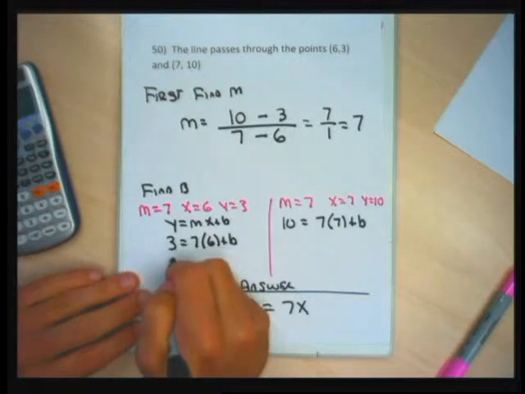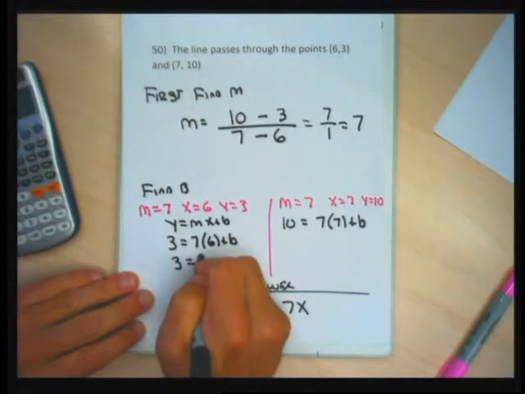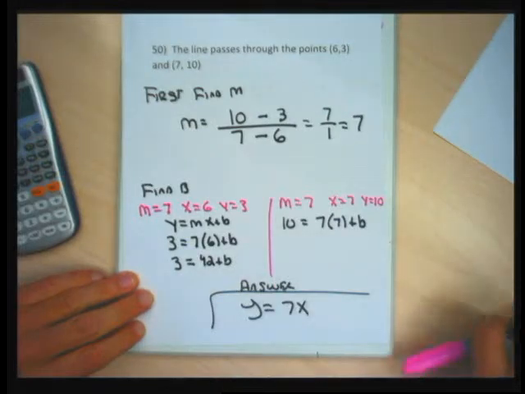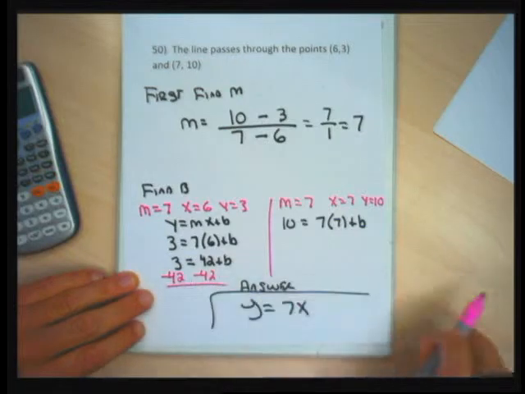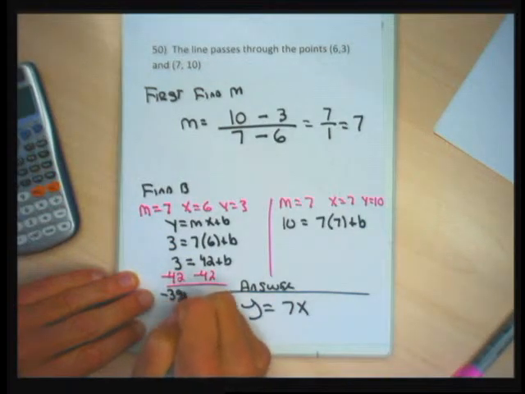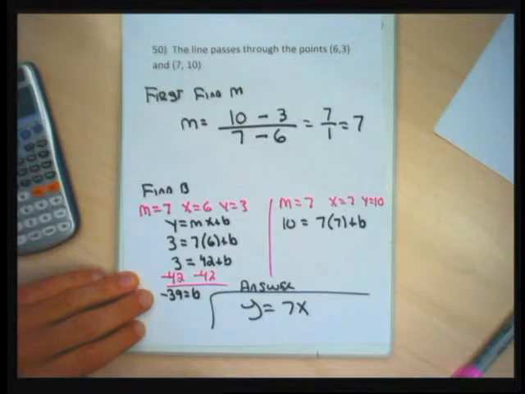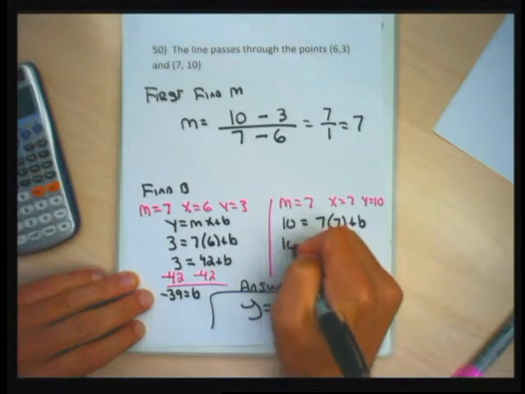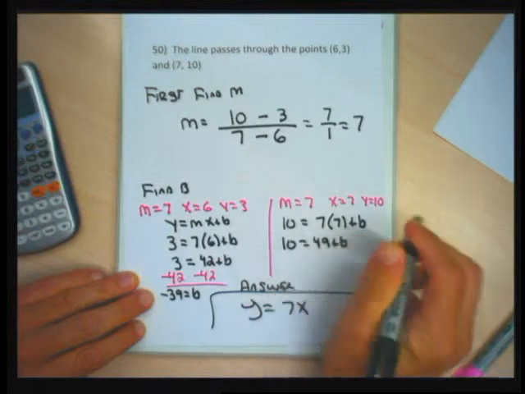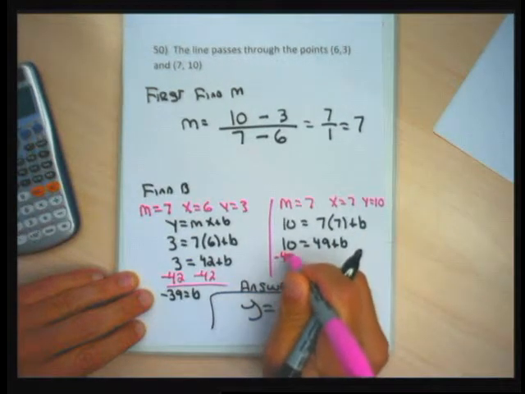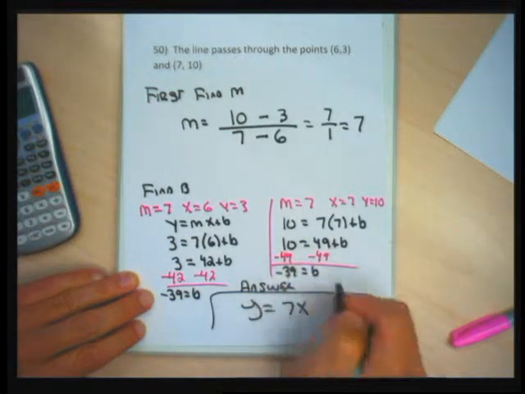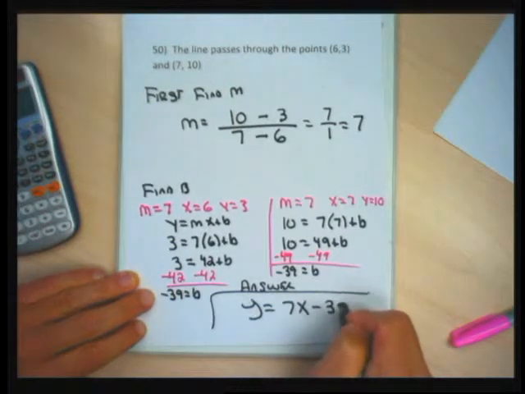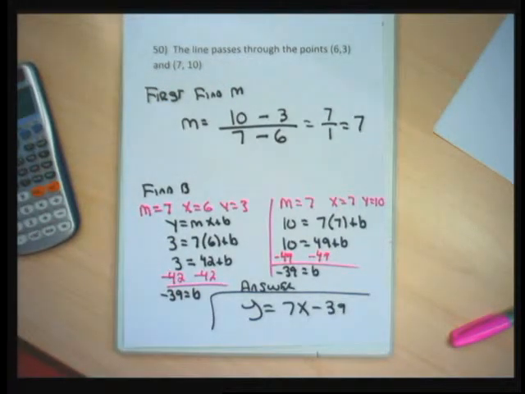The algebra for picking the first point gives me 3 equals 42 plus b, and then I minus 42 from both sides and get negative 39 equals b. The algebra with the second point, I go 10 equals 49 plus b, and then I minus 49 and get minus 39 equals b. In my answer, that minus 39 goes after the x. And again, I'm going to skip the checking and just get done with this section.